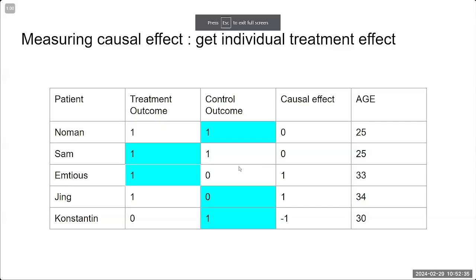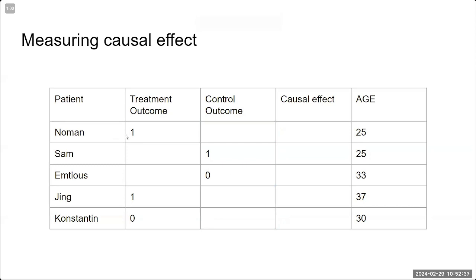Yeah, so for each patient, we either have the treatment outcome or the control outcome, right? So we have to find the counter example to find the causal effect for that patient. For Noman, we have the treatment outcome, but we do not have the control outcome. So what we can do is design a machine learning algorithm or a matching algorithm. For example, here we can consider a matching algorithm. We can think that people of similar ages will have the same kind of outcome.